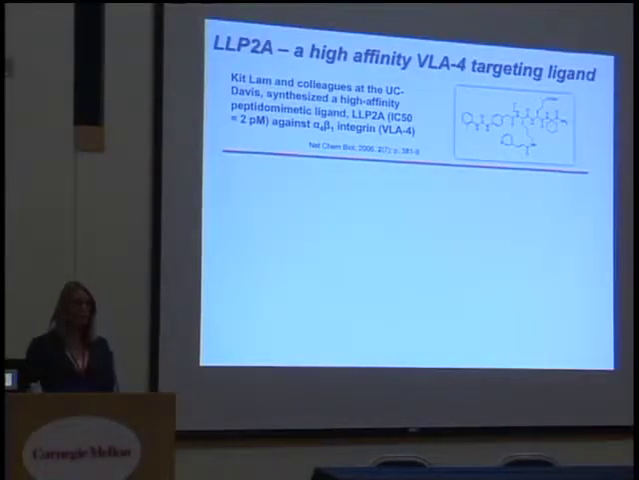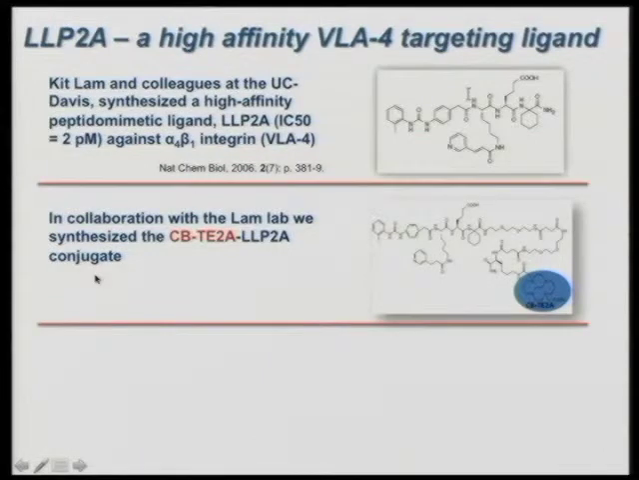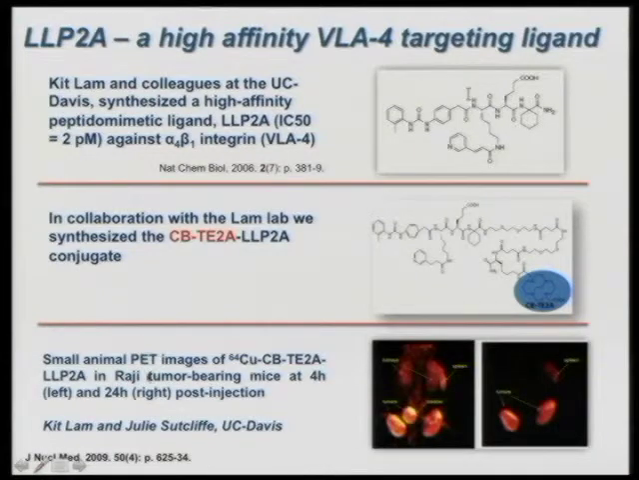So we initially focused on this VLA4 target, and there is a very high affinity ligand that was already developed by Kit Lam's group at UC Davis. We initially collaborated with the Lam group, and we put the cross-bridge chelator on there for radiolabeling with copper-64. We did a preliminary study with them, published a few years ago, showing that in a Raji lymphoma model, we could definitely image these tumors in vivo.